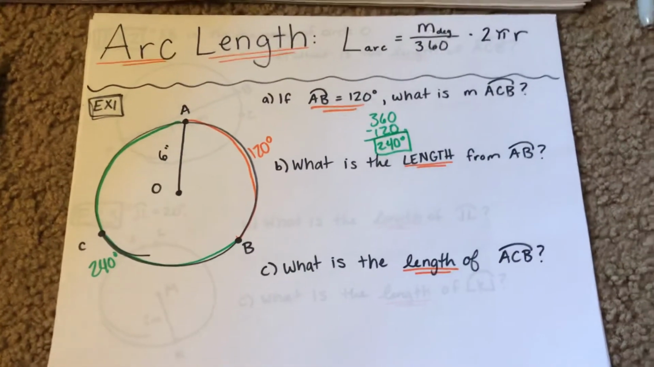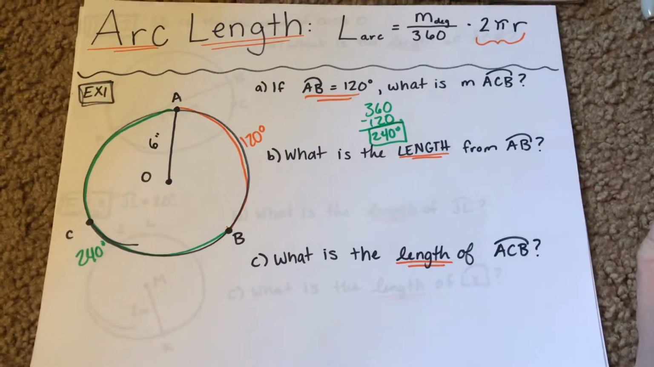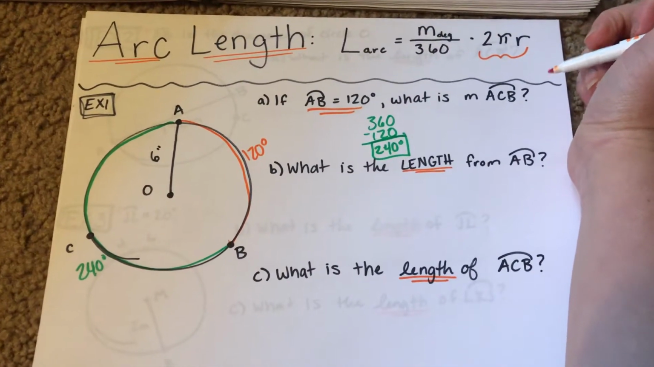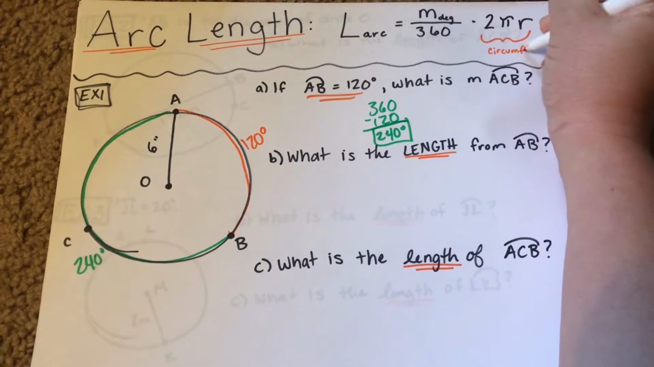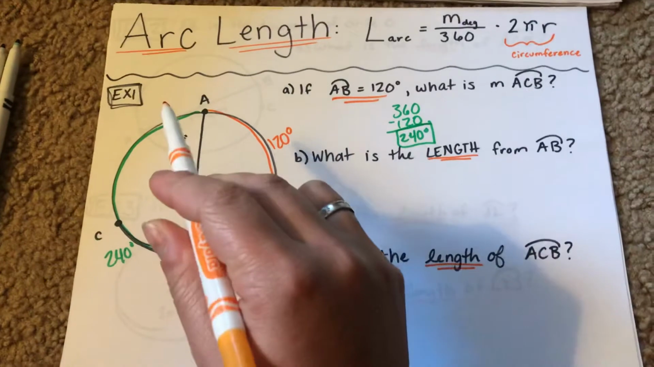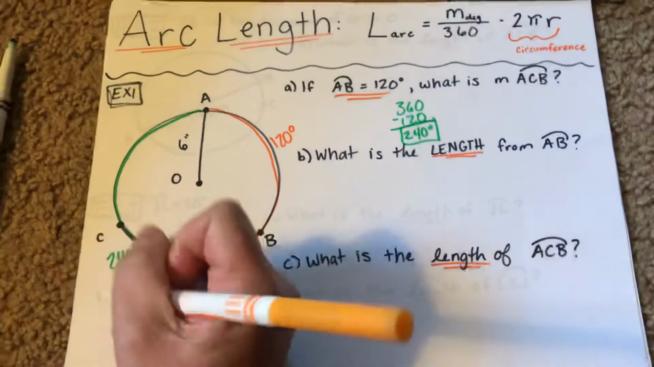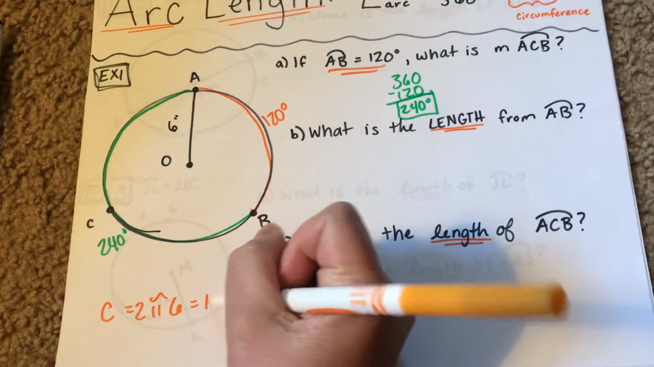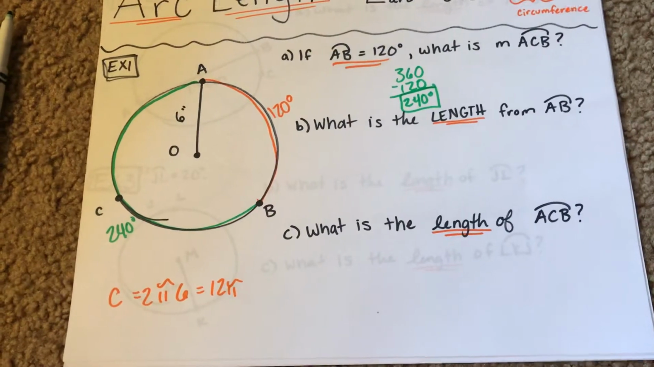If we look at this formula, how did the mathematicians come up with this? This 2 pi r should look familiar. 2 pi r we've seen before. We did this way back in chapter 10, I believe. 2 pi r, this is our circumference formula. And circumference is just the circle version of perimeter. It's the distance around the outside of a circle. So if this is our total circumference of the circle, we could figure that out easily. Our circumference here is 2 times pi times the radius, which is 6 inches, which is 12 pi.